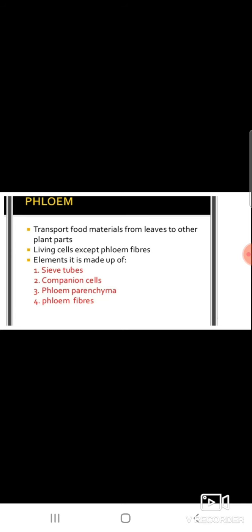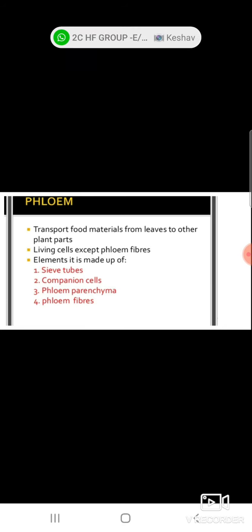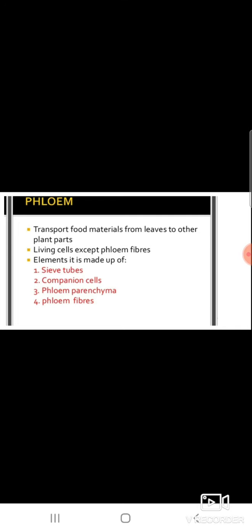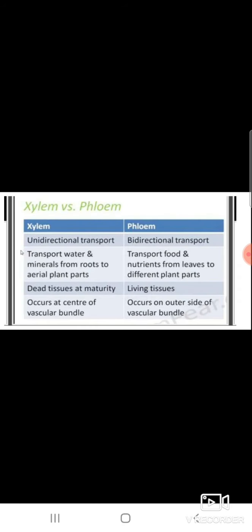Phloem transports food materials from leaves to other parts of the plant. Living cells except phloem fibers. Phloem elements are made up of sieve tubes, companion cells, phloem parenchyma, and phloem fibers. So xylem and phloem differ. Shall we read those slides?